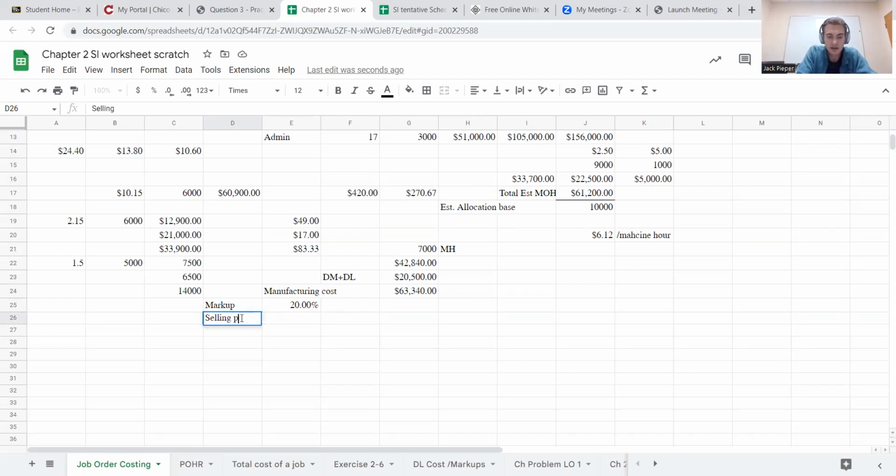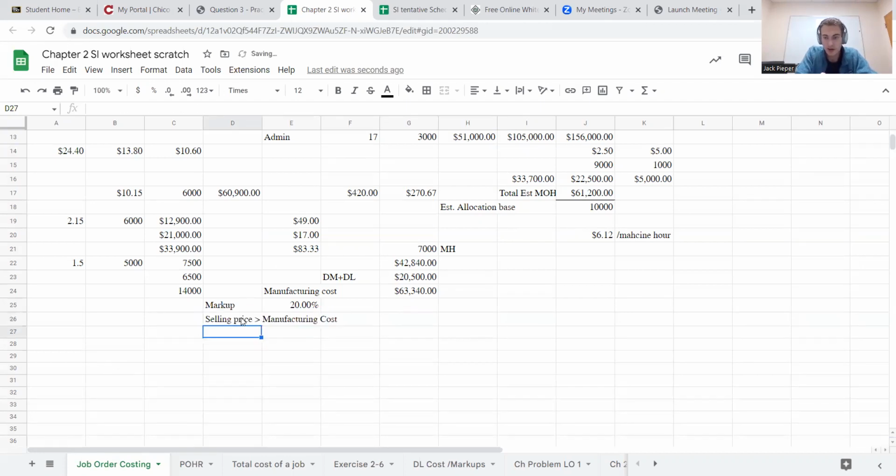So I'll do selling price needs to be greater than manufacturing cost. Okay, always needs to be greater. And the way we're going to do that is I'm going to take the markup of 20% and add 1 to it. Simple. We made it 120%. So now rather than doing the long way, which is the manufacturing cost times the 20% markup plus the original manufacturing cost, it's just one step. So that might help a lot of you.